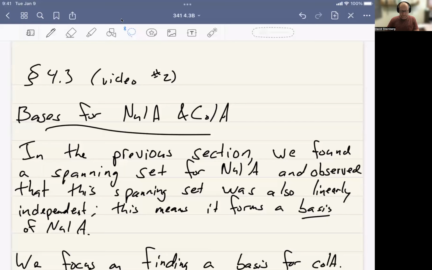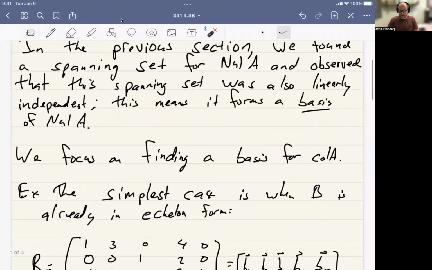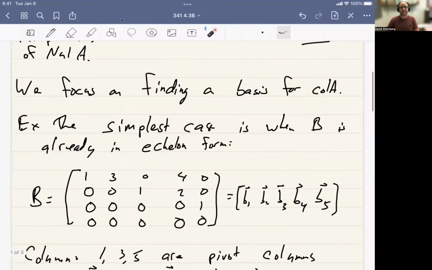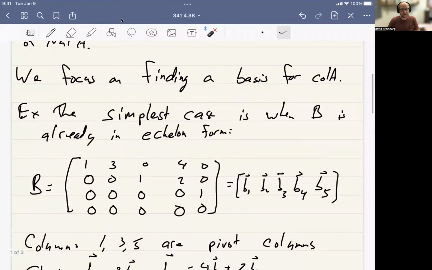That's right, in the previous section, not the previous video but the previous section, we found a spanning set for null A and observed that it was also linearly independent. As we now know, that means the spanning set we found is actually a basis of the null space of A. So we can punch to the previous section and say the technique for finding a spanning set for the null space actually finds a basis too. So we're all set there. It remains to figure out how to find a basis for the column space of A.